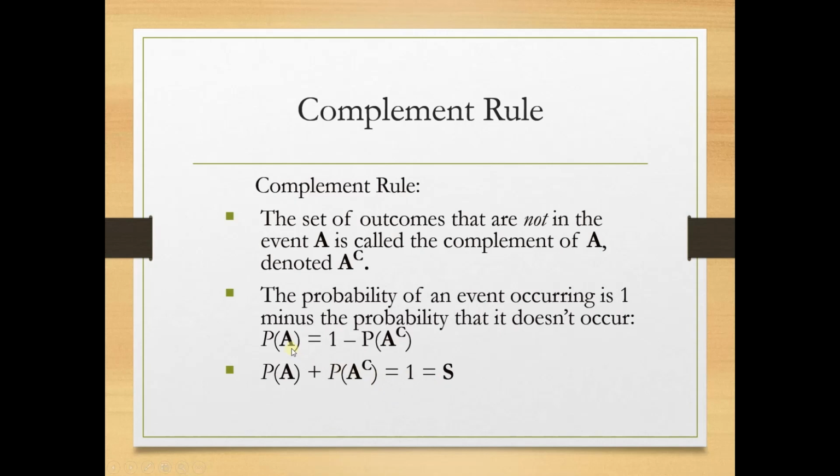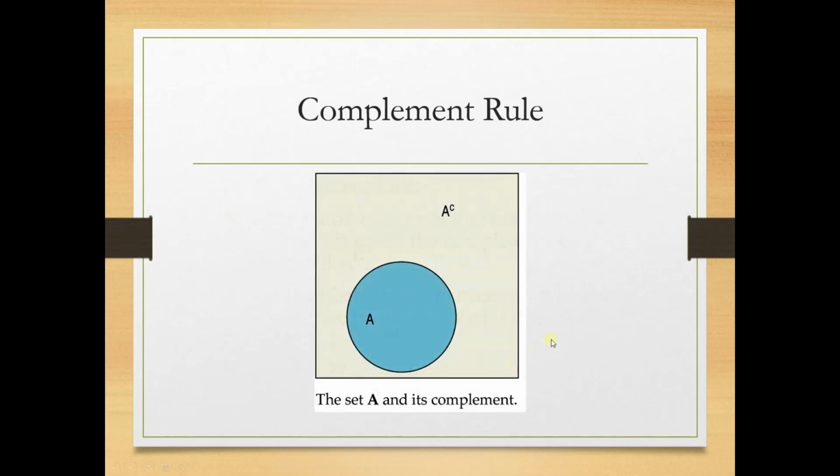You can rearrange that. You could subtract the probability of A complement from both sides so that the probability of A is 1 minus the probability of its complement. So if you know one of these, you automatically know the other. Here is a Venn diagram of A and its complement. That's the sample space, so that's all that can happen. Here is where your event of interest A is occurring, and everything outside of that is where it's not occurring.